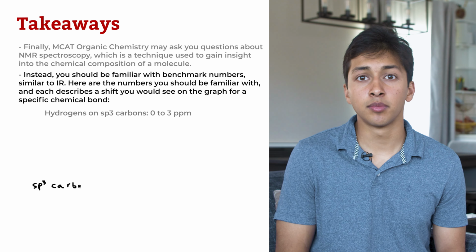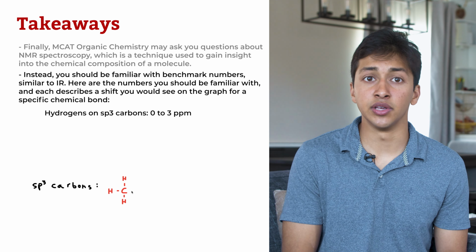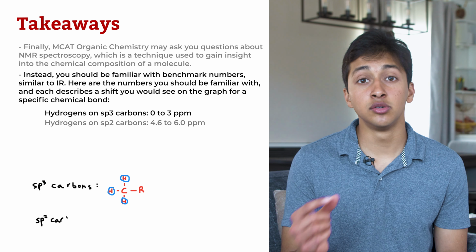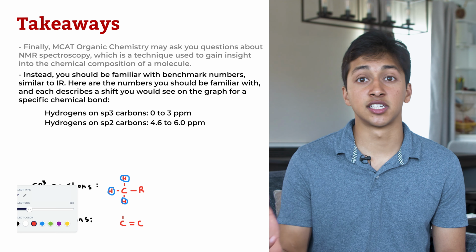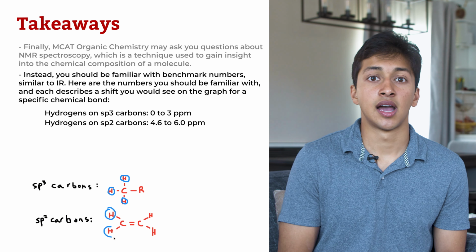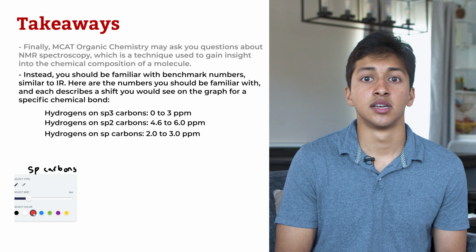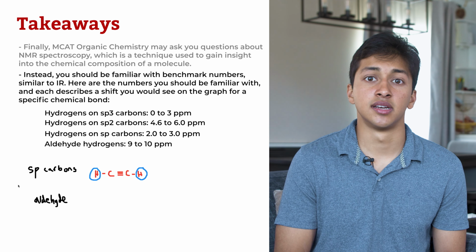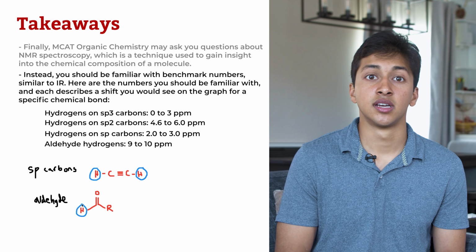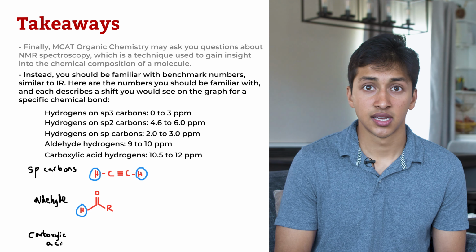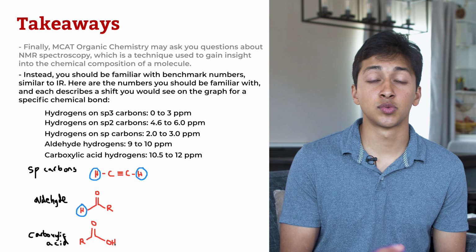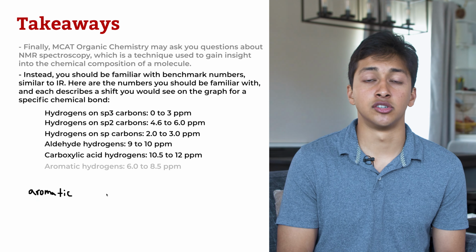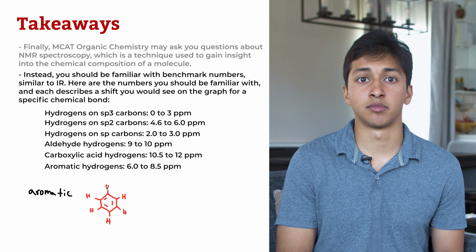Hydrogens on sp3 carbons, 0 to 3 parts per million. Hydrogens on sp2 carbons, 4.6 to 6.0 parts per million. Hydrogens on sp carbons, 2 to 3 parts per million. Aldehyde hydrogens, 9 to 10 parts per million. Carboxylic acid hydrogens, 10.5 to 12 parts per million. And aromatic hydrogens, 6 to 8.5 parts per million.